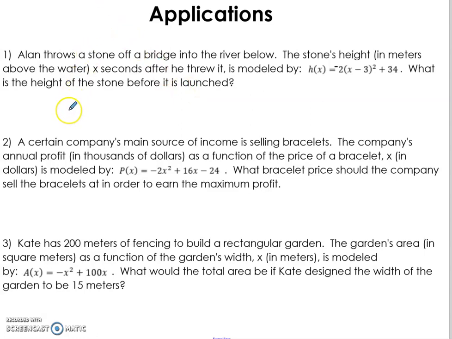So if we want to find the height before the stone is thrown, that means that the time, which is x, has to be 0. Right? Before it's thrown, it's 0 seconds. So they want us to find the height when x is 0. So we're just going to plug in h of 0, and that's basically just finding the y-intercept. So we're going to plug in 0 for x.